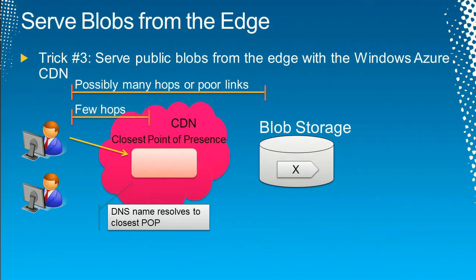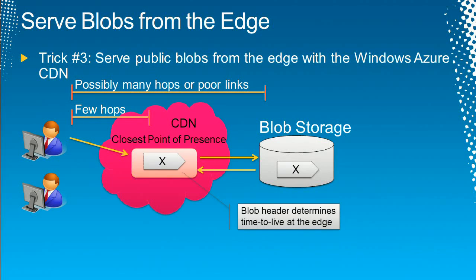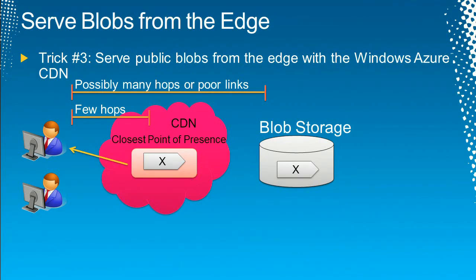Do I have it? And I'll say, no, I don't have it. I have to turn around and get it from the source. So the point of presence goes to blob storage and retrieves the content once, and then puts it in its own local cache. And the blob header determines how long that item lives in the cache before it's evicted or expires. And then that local point of presence serves the blob to the Brazilian user.